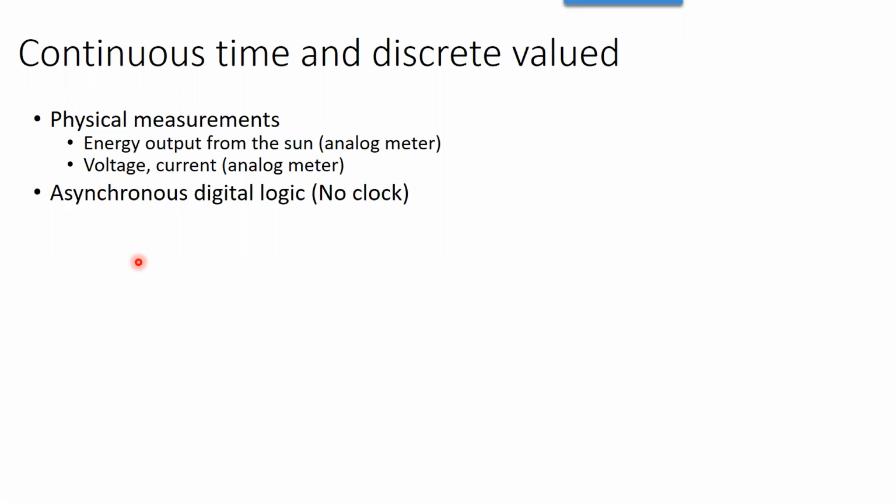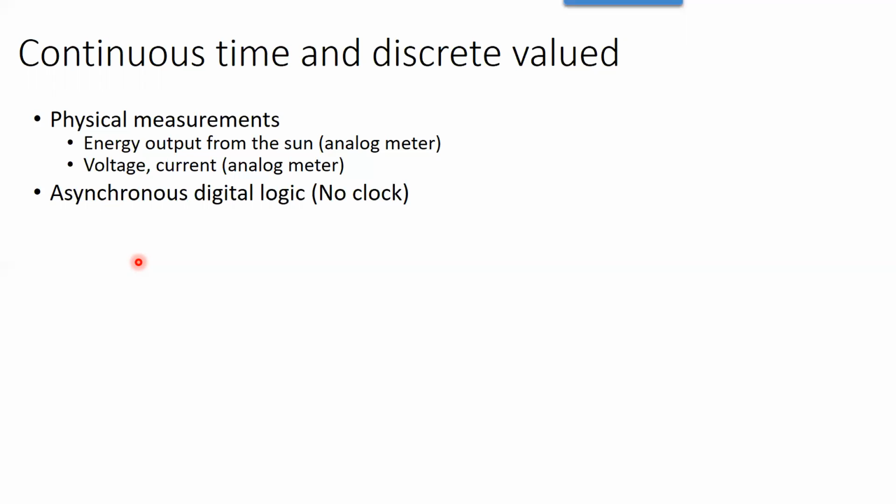Now, what about physical measurements? Let's say we're measuring the output of the sun and we have some analog meter. Let's think of it as a needle bouncing back and forth. So now we're measuring it, and that analog needle is moving back and forth. And so it's still continuous time and continuous valued.